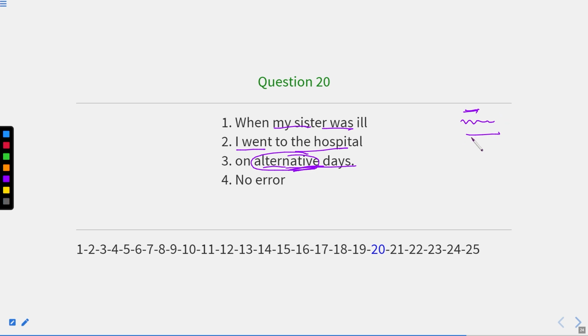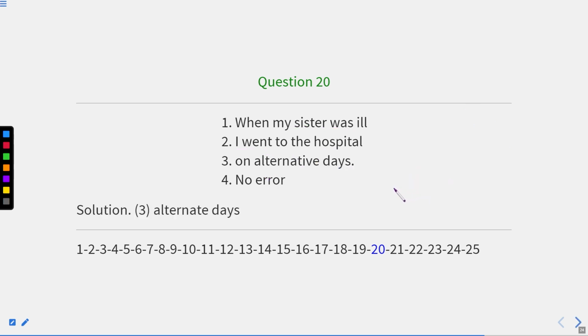I did not go there. Then on the third day I went there, and on the fourth day I did not go there. So in this manner, this alternative should be replaced with the word alternate. So the correct answer will be third, that is alternate days. Now let us move to the next one.